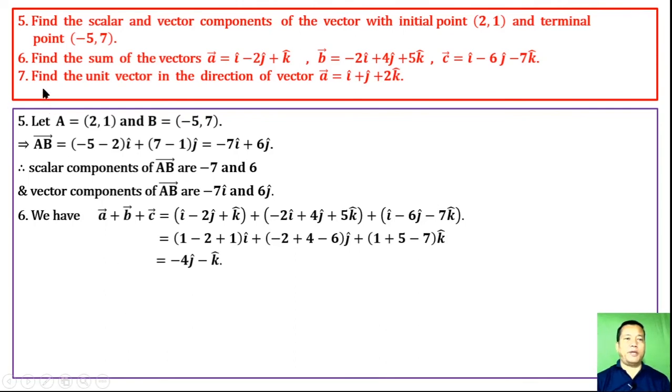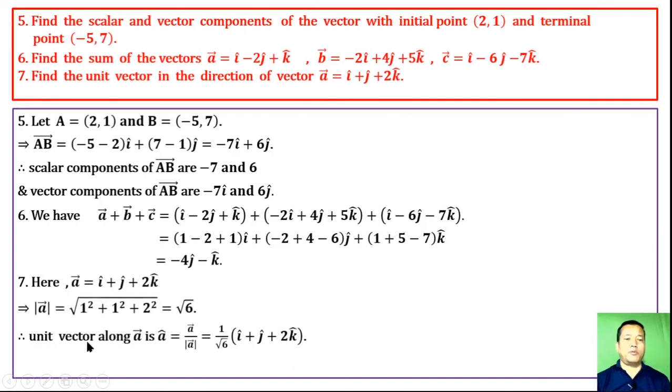Question number 7. Find the unit vector in the direction of vector A. Here A vector is this. Its magnitude is root over 6. Therefore, the unit vector along A vector, A cap, is equal to A vector divided by its magnitude. This is the simple formula: to find the unit vector of a vector, divide the vector by its magnitude. Dividing A vector by its magnitude, root 6, gives the required unit vector along the given vector A.